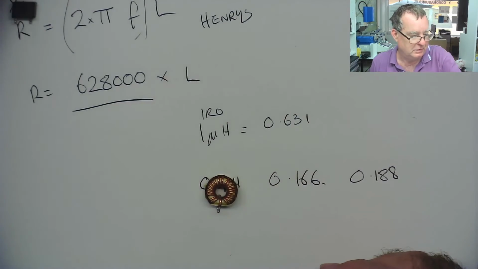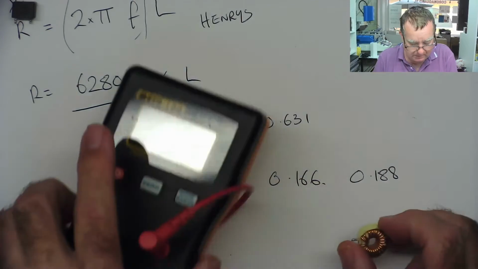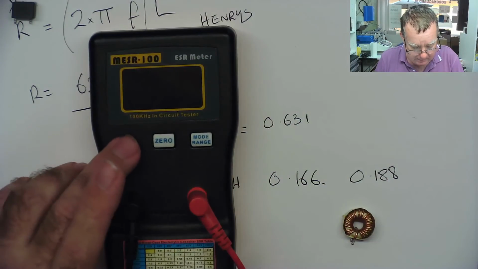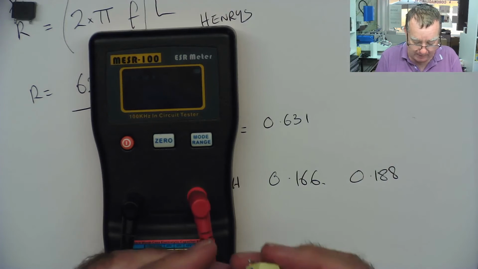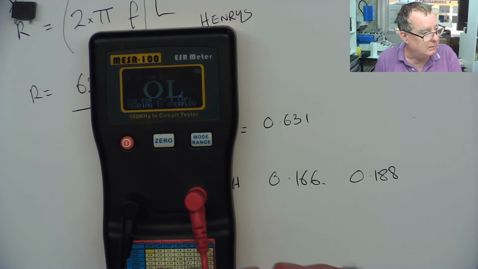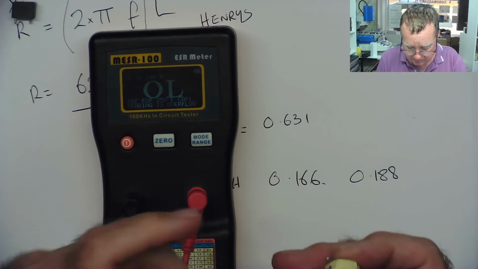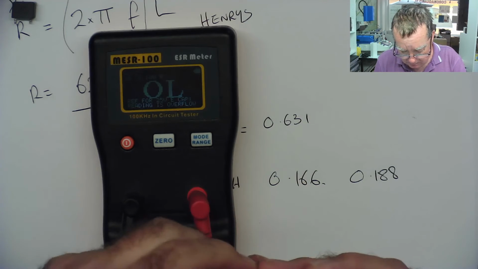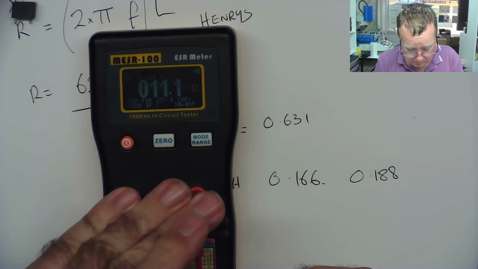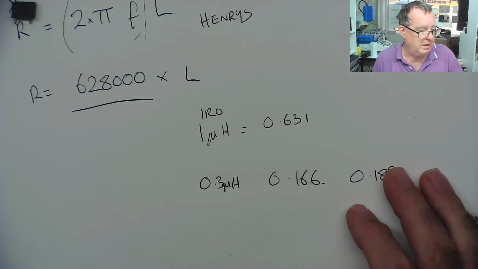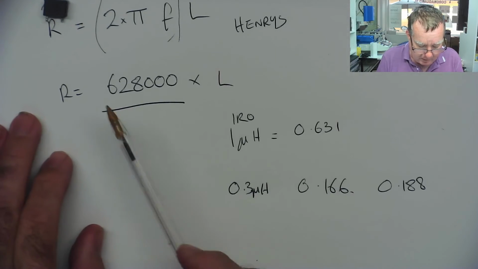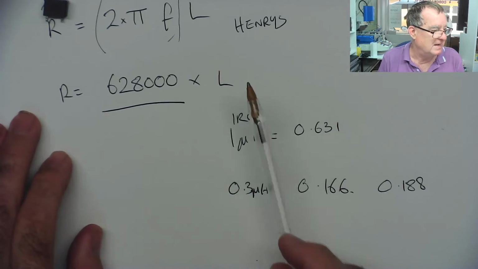Yes, we can. So again, we'll take the ESR meter. I already did it anyway. It was 11.1. We know what it was. Here we go. 11.1. Okay. So now we need a formula to work the opposite way. If we know what R is, what is L? What is the inductance? I'll show you how to do that one.